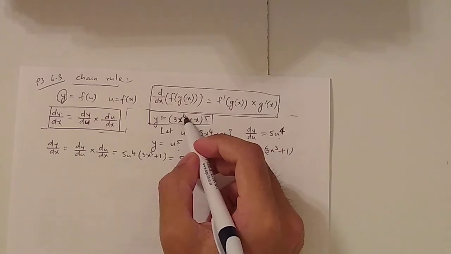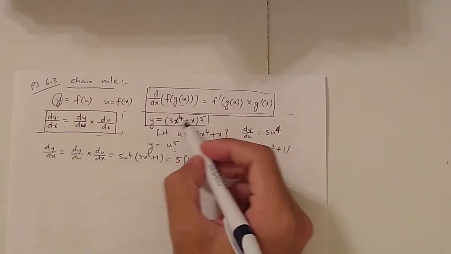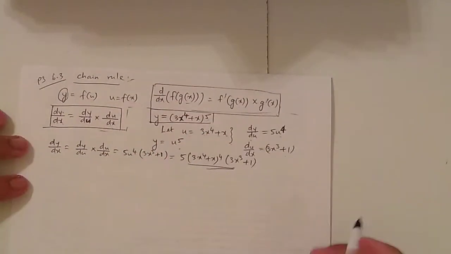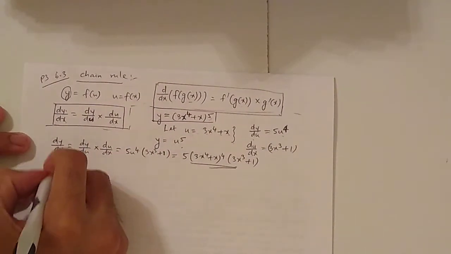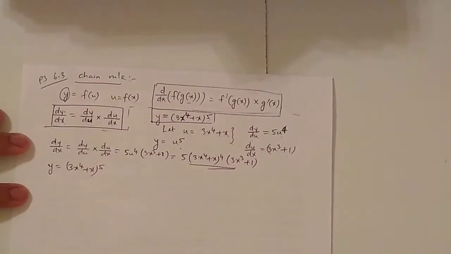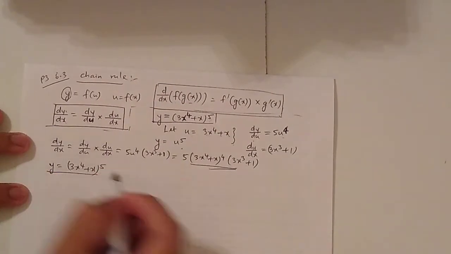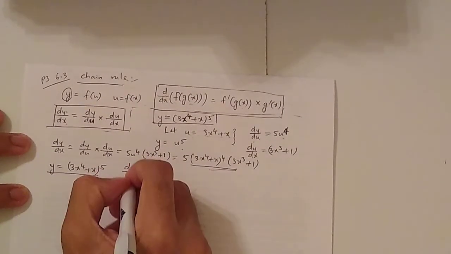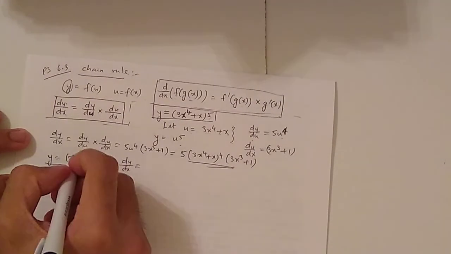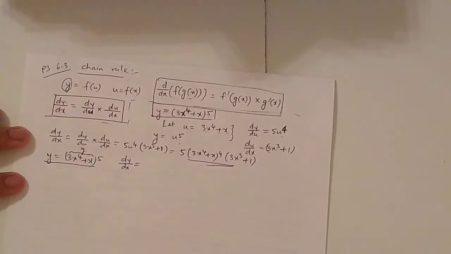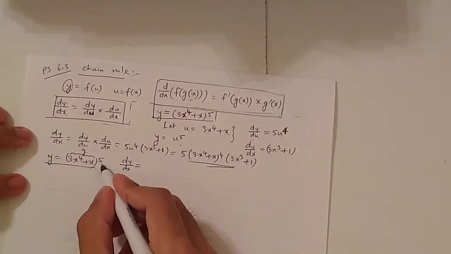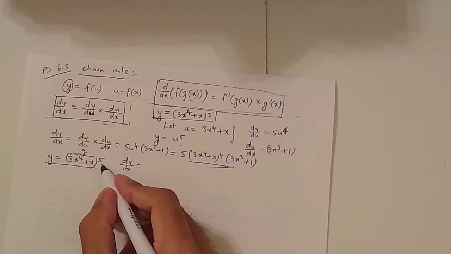So since 3x raised to 4 plus x is the inner function, let's consider that constant. We're not going to change anything. So y is equal to 3x raised to 4 plus x, the whole raised to 5. I've just copied the question again. Therefore dy by dx is equal to, let's consider 3x raised to 4 plus x to be the inner function g, and outside we have the raised to 5, let's consider that the outer function f.